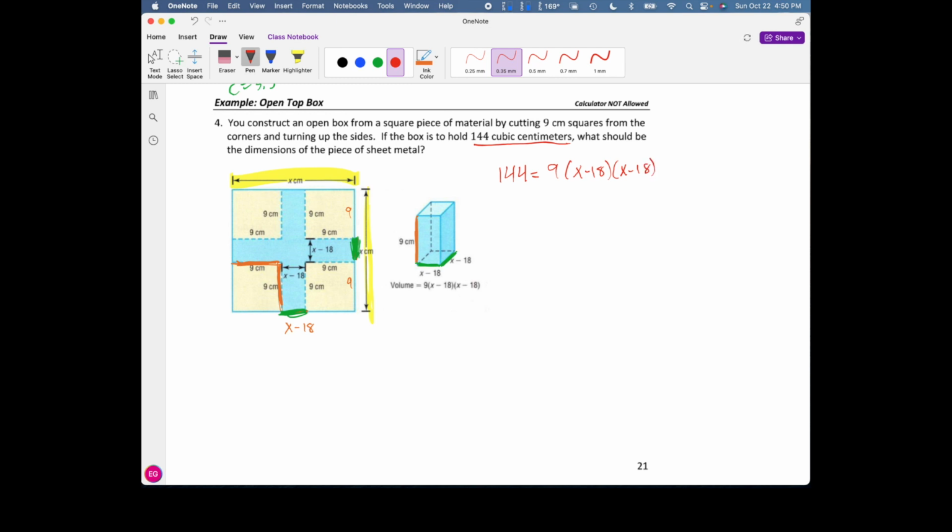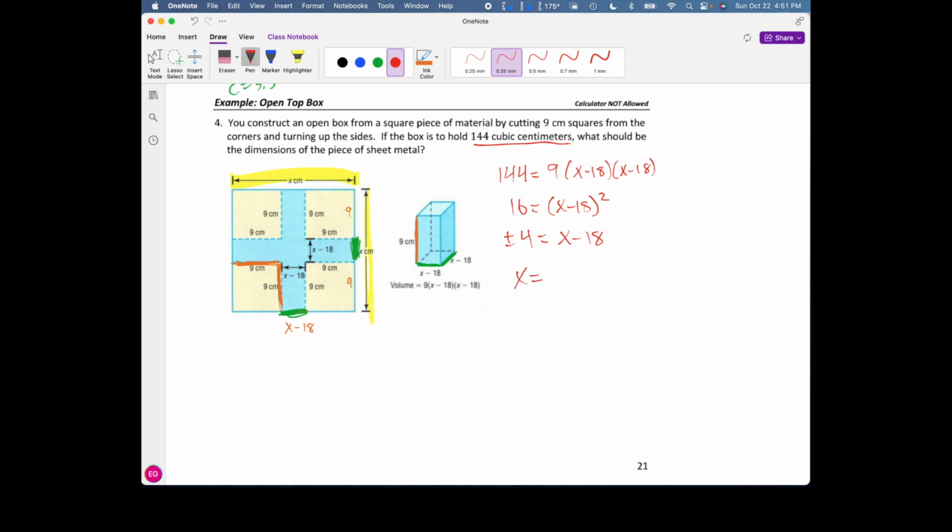First thing I'm going to do is actually divide the 9 to the other side. So 144 divided by 9 is going to be some number that I totally know off the top of my head. I think it's 16. And then I actually have the x minus 18 twice. So we can actually write this as something squared. And we're going to be able to solve with the square root method. So I'm going to end up with a plus or minus 4 equals x minus 18.